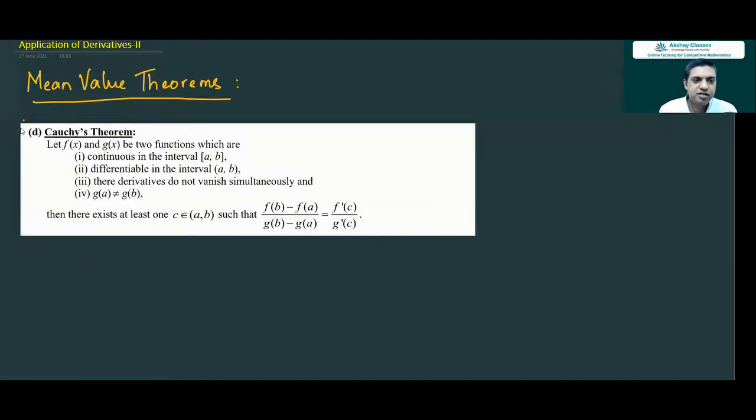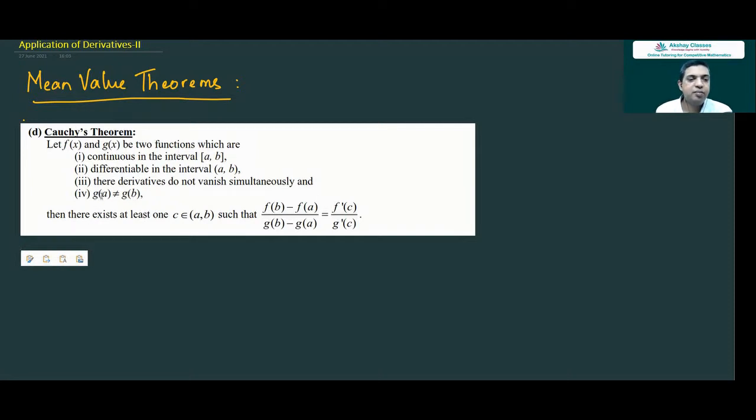This is Cauchy's theorem. Lagrange's mean value theorem is applicable for only one function. Cauchy's theorem: let f of x and g of x be two functions which are continuous in the closed interval [a, b] and differentiable in the open interval (a, b), and their derivatives do not vanish simultaneously. That means there is no common point at which both the derivatives are zero.